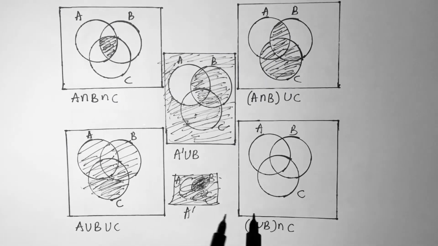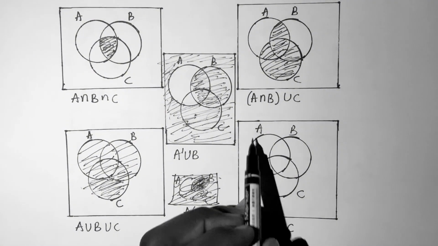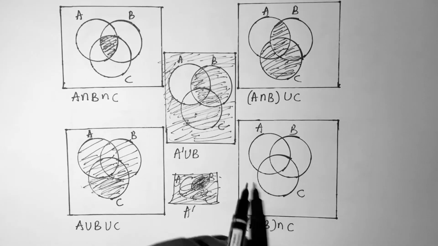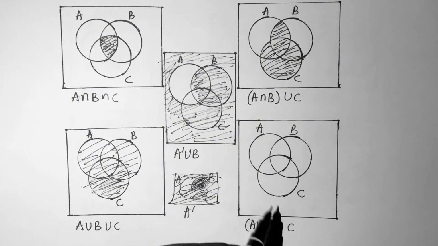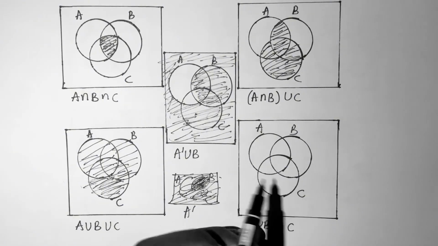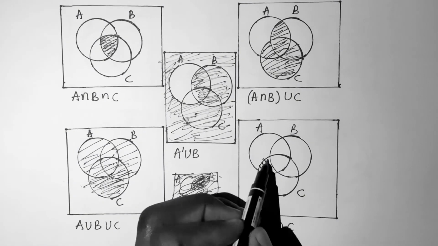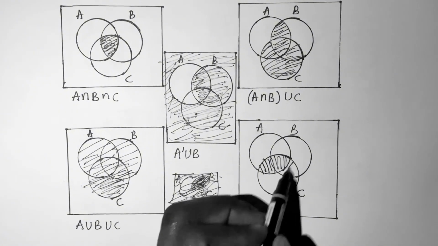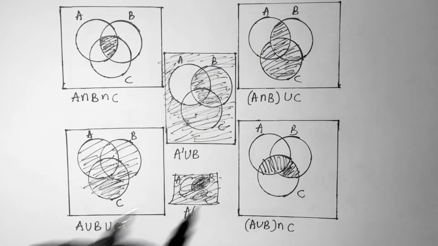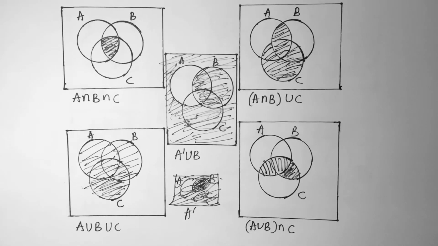Then this final one says A union B intersection C. So A union B is all the members in A, including all the members in B. Now intersection C means all the members in A and B which are common to C. So you see that this is the only region that is common to C, and it is also common to the elements A and B. So this is A union B intersection C.